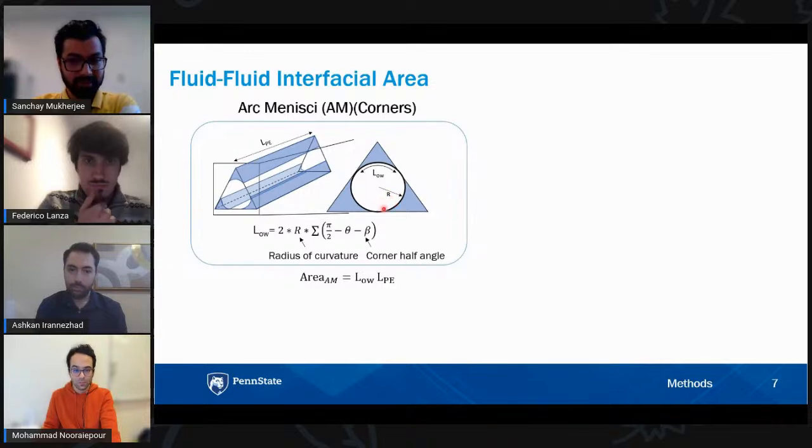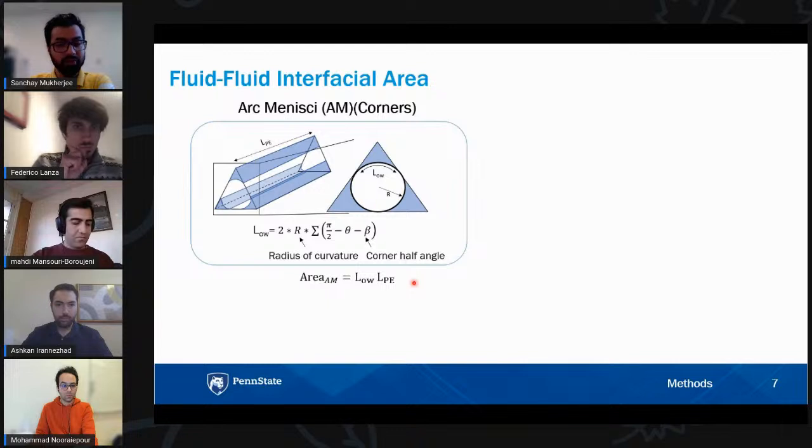centers. If we look at the triangular image, we can calculate the length of the oil-water interface using the relation given here, where r is the radius of curvature and beta is the corner half angle. Once we have the length of the oil-water interface, we can multiply it with the length of the pore element and sum it across the number of sites to get the arc menisci or the corner areas.